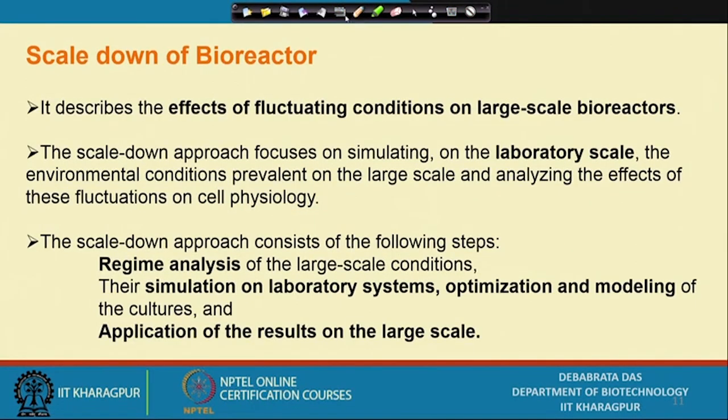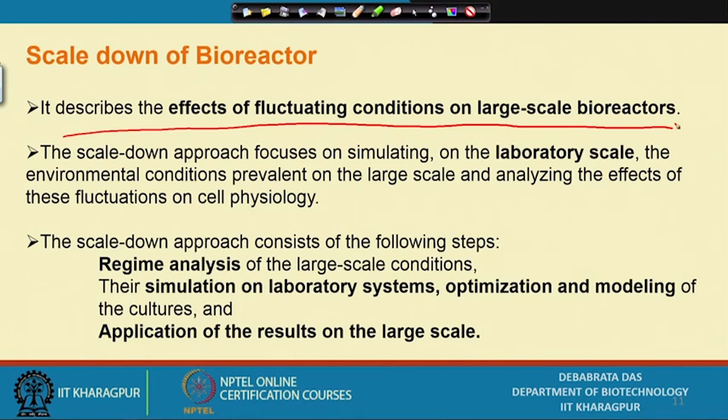Now, scale down describes the effect of fluctuating conditions on the large scale bioreactor. When you operate any kind of fermenter, it may so happen that the operational conditions change. I can give a simple example: power failure. Power failure is a common issue for any kind of industry as far as India is concerned.